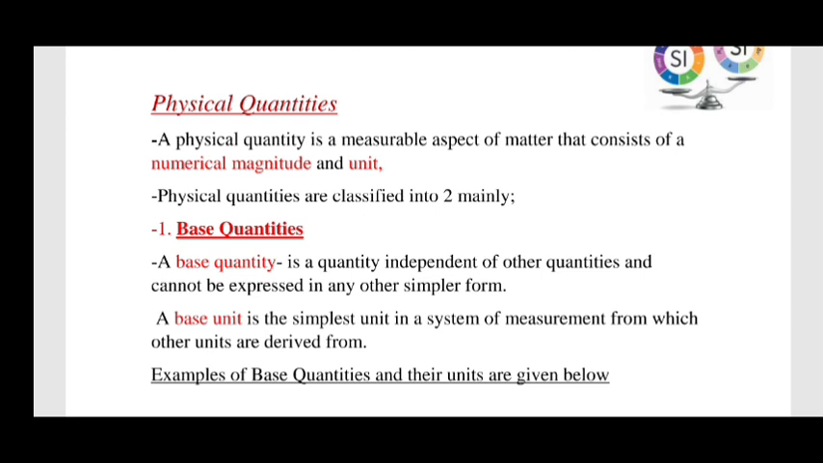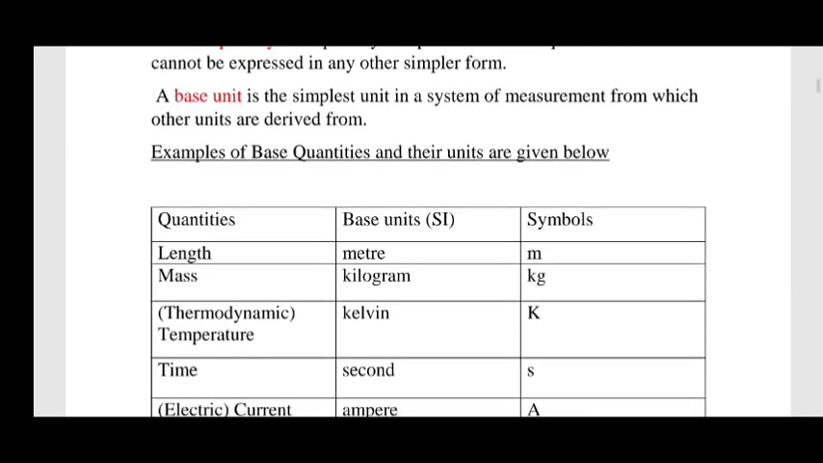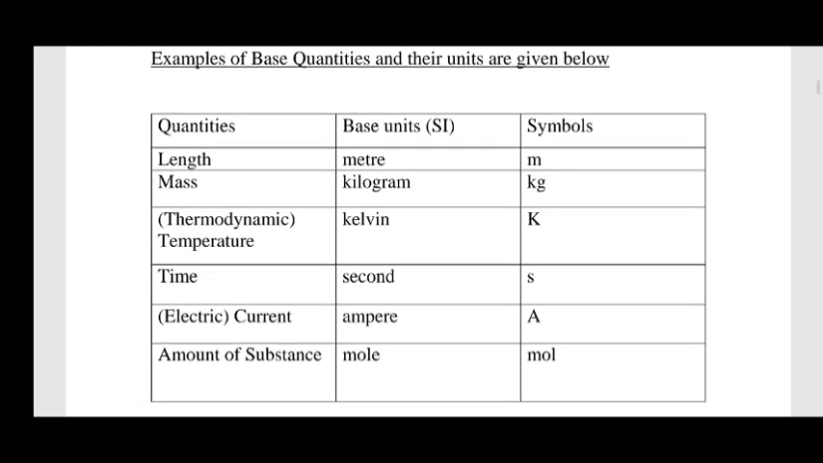So physical quantities are classified into two types. We have base quantities. A base quantity is a quantity that is independent of other quantities and cannot be expressed in a simpler form. So it's the simplest quantity that you ever get. For example, time. Time cannot be expressed in any other form. So time is termed a base quantity. And a base unit is a unit of a base quantity, which cannot be expressed in derived form. Examples of base quantities are given below.